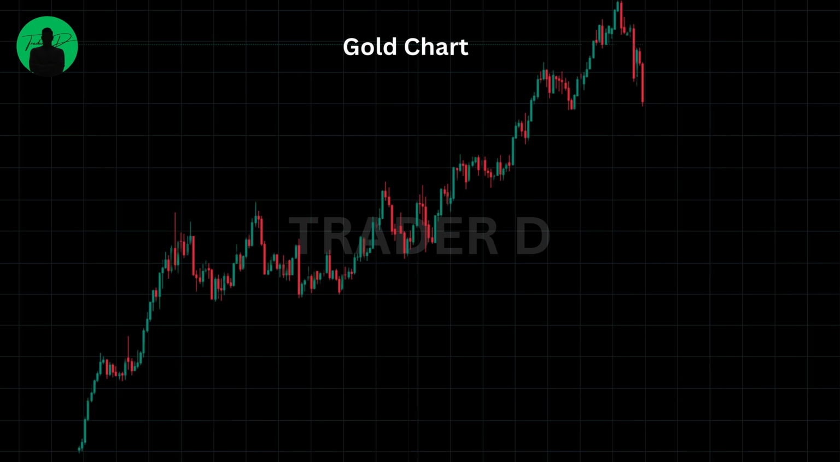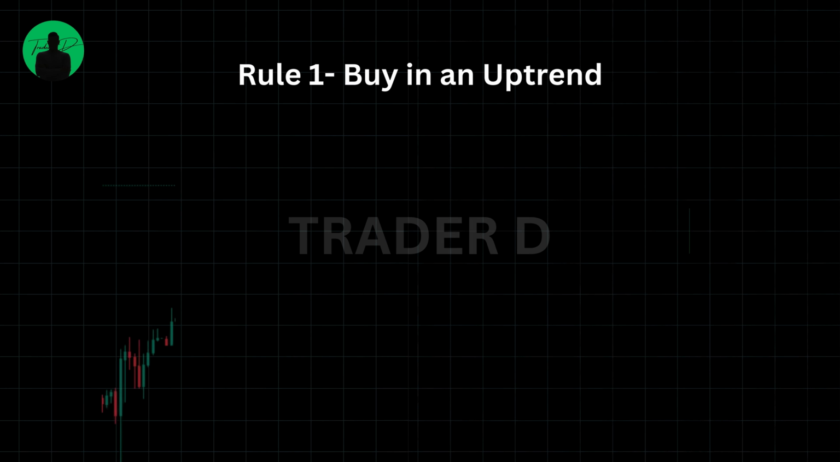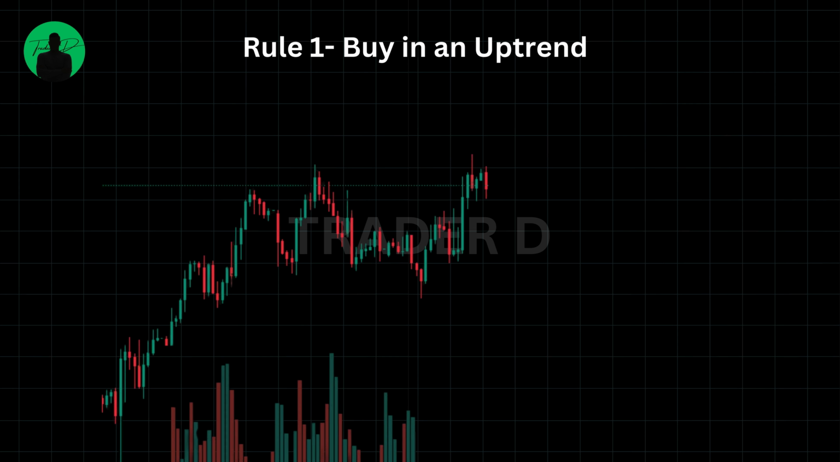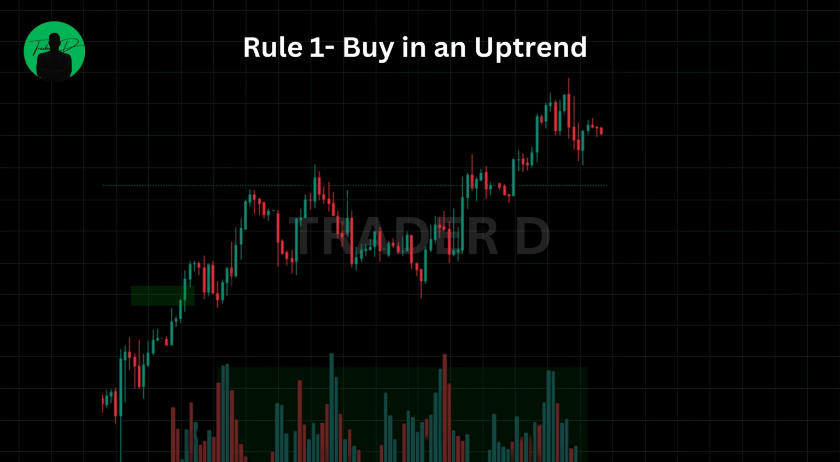Now that you've identified the trend, how do you trade it? Rule number 1. Buy in an uptrend. When the market is trending upward, the best time to enter is during a pullback, a temporary price correction that gives you an opportunity to buy at a better price. But here's the key: don't rush in, be patient and watch for confirmation. Look closely at volume and candlestick patterns.